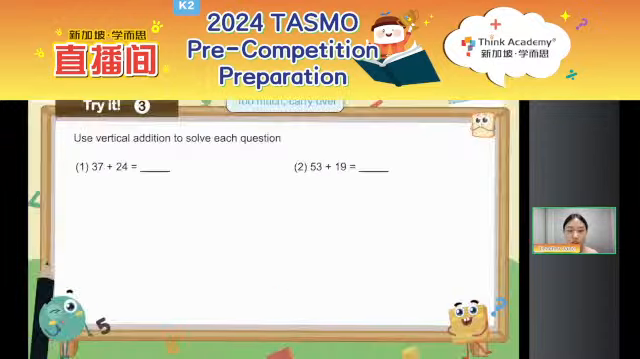Good job. So this time, everyone, it's your turn. Use the vertical addition to solve the questions. Okay, good job, Sarah and Michelle.